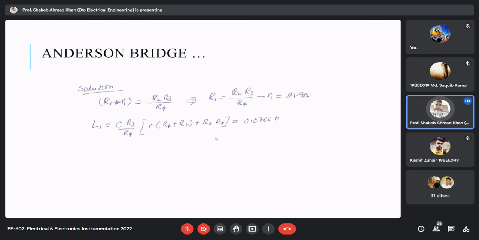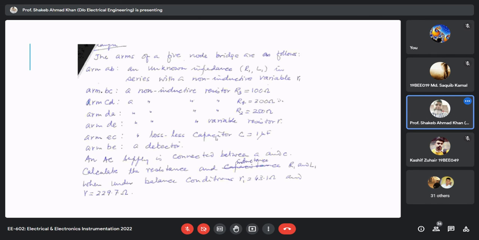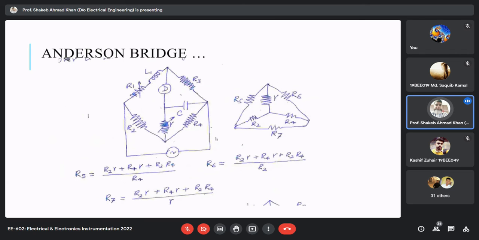So this way, we finished our discussion on inductance measurement bridges. There are more bridges also. If you go to the book or literature, you'll find some more bridges for measurement of inductance. But in your course, only these many bridges are there. With the knowledge of these bridges, you can analyze, understand, and derive the balance equation for any bridge which is used for measurement of inductance.